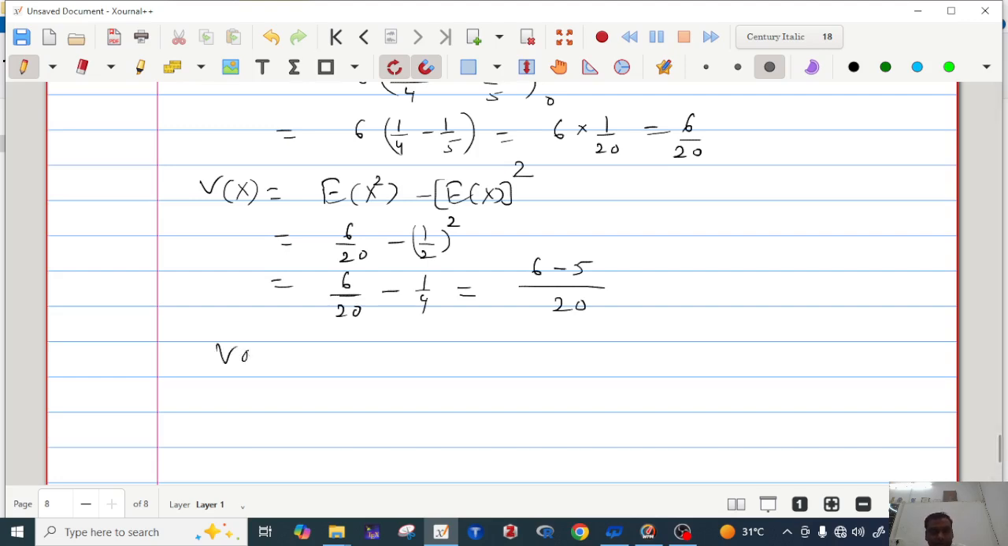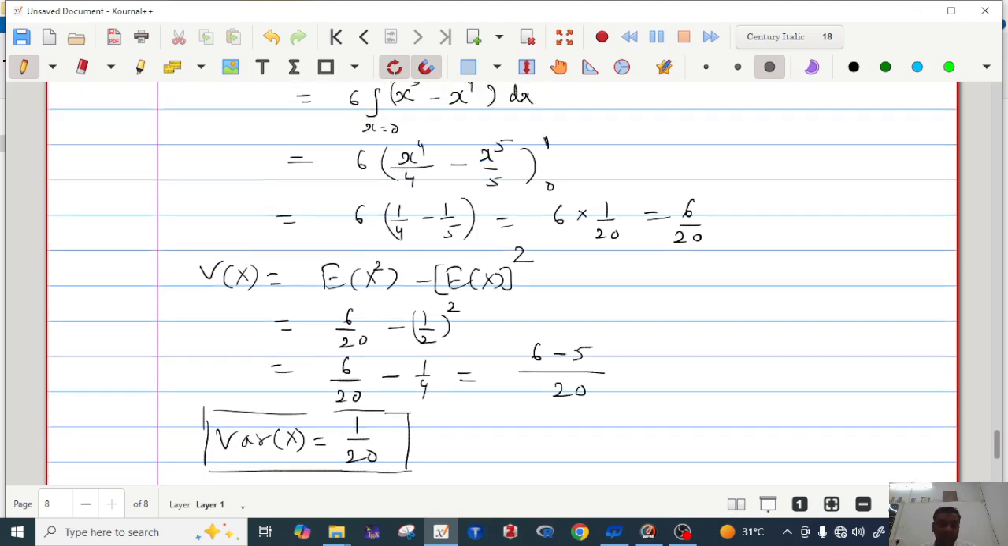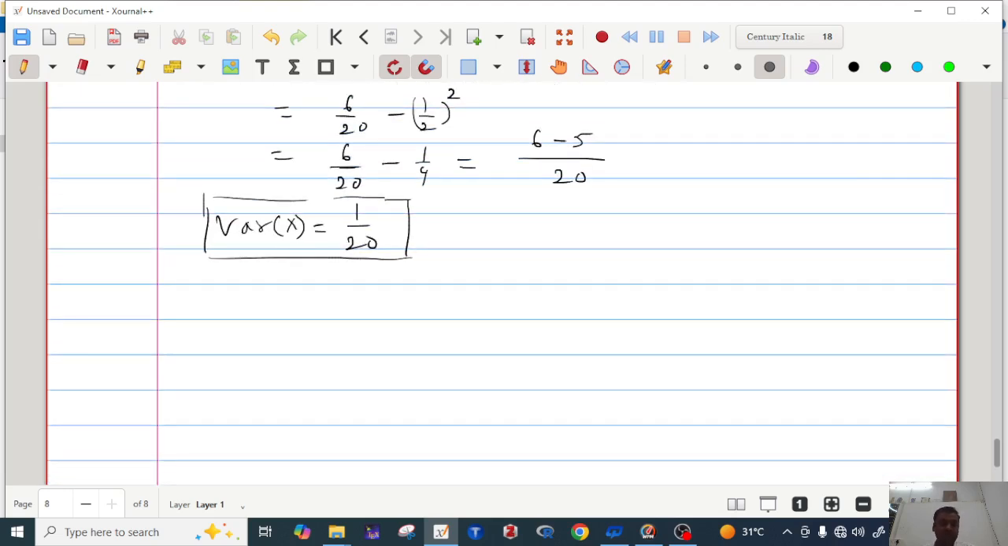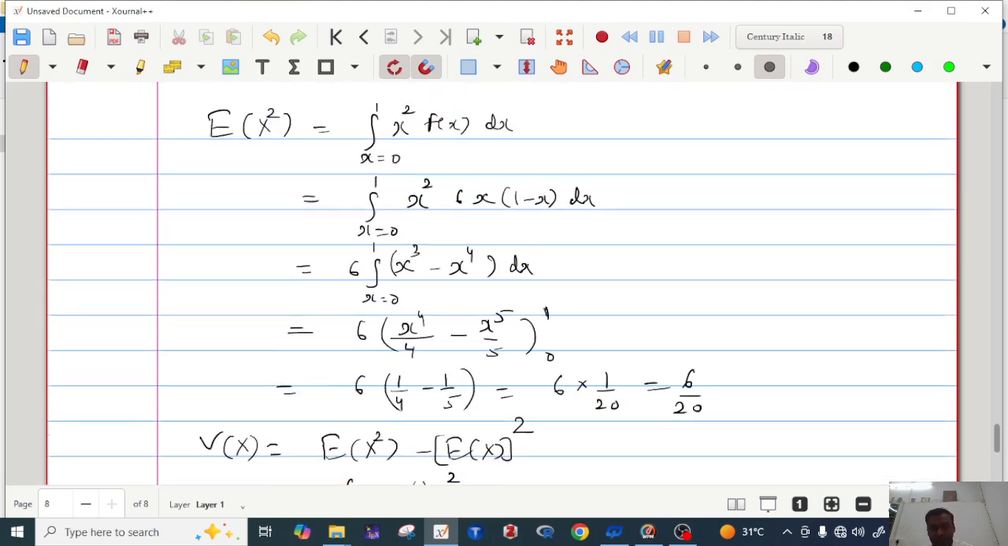But 1 upon 20. So we have computed here for the given PDF of x is equal to 6x into 1 minus x, we get E of x is 1 by 2 and variance of x is 1 by 20.